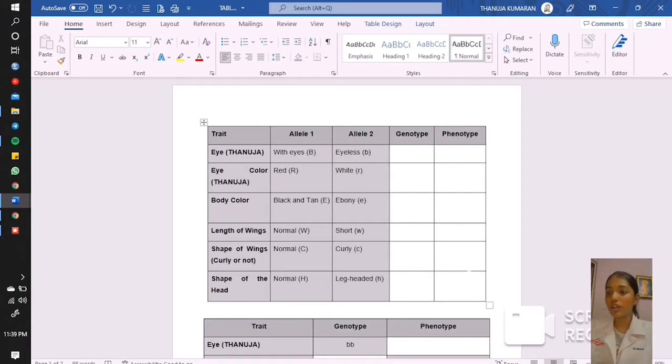For the first one, I would like to flip the coins. So when I flip the coin, I get the head, and for the second flip, I get the tail, which represents capital B and small b, with the phenotype of white eyes.